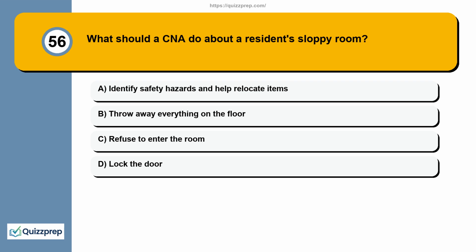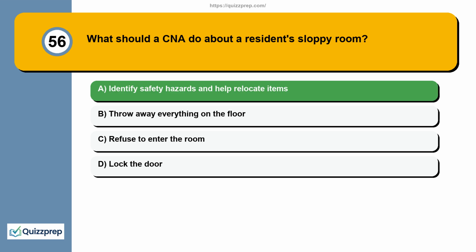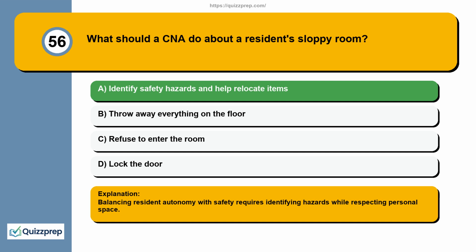Question 56. What should a CNA do about a resident's sloppy room? Identify safety hazards and help relocate items. Throw away everything on the floor. Refuse to enter the room. Lock the door. Balancing resident autonomy with safety requires identifying hazards while respecting personal space.